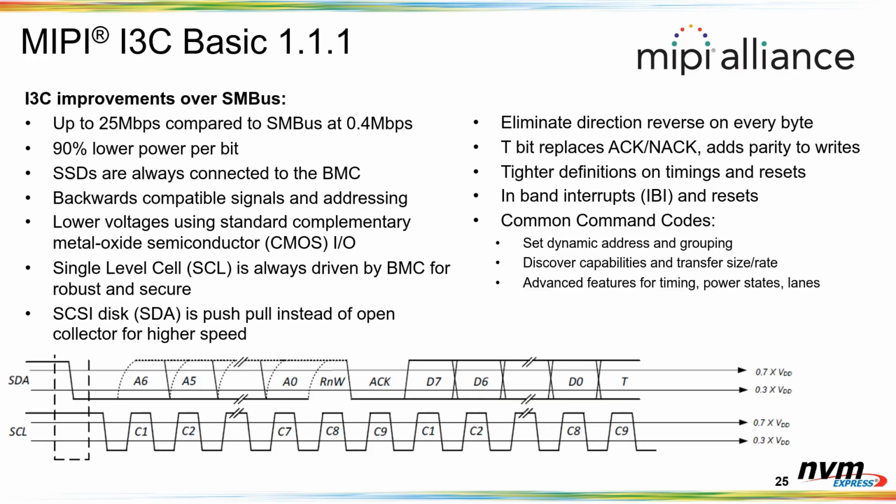That's all kind of changed to make things simpler and work better with modern lithographies. We can go to lower voltages. We can actually run the entire bus now below 1.2 volts, probably down to 1.0 volts. But in this case, we chose 1.8.